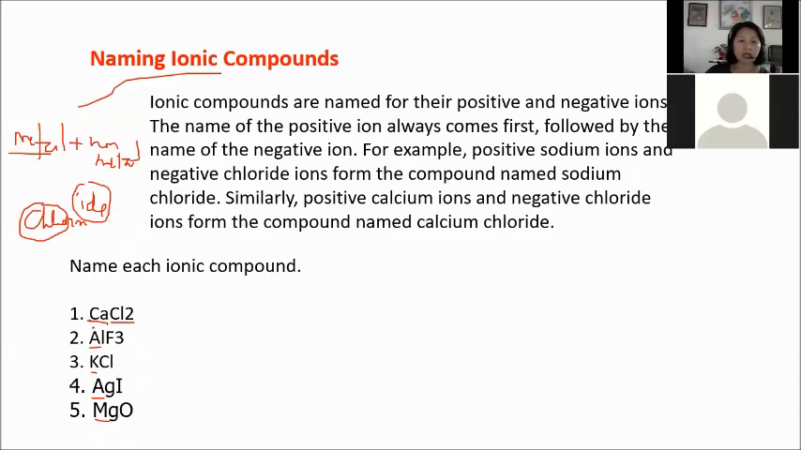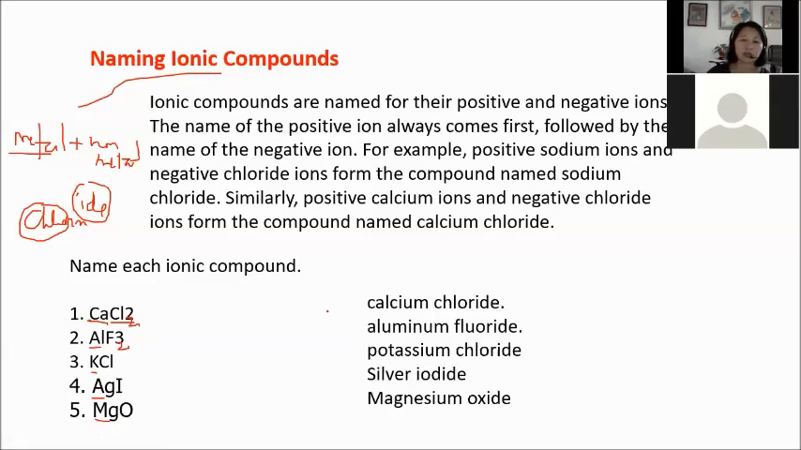So, this is calcium chloride. These are subscripts. Aluminum fluoride, potassium chloride, silver iodide, magnesium oxide. So that is the name. Again, the name of the first element, whatever metal it is, and then part of the name of the non-metal, and add IDE. Chlor-ide, ox-ide, iod-ide. So, that's it.